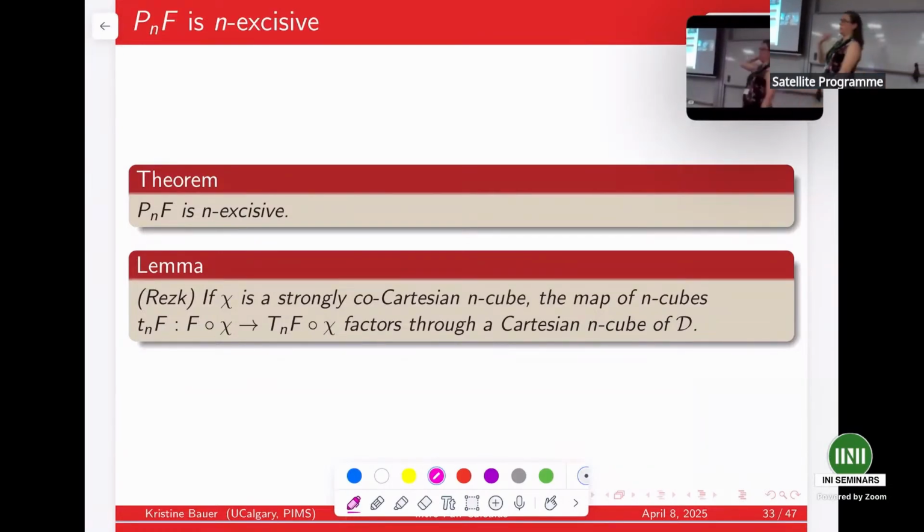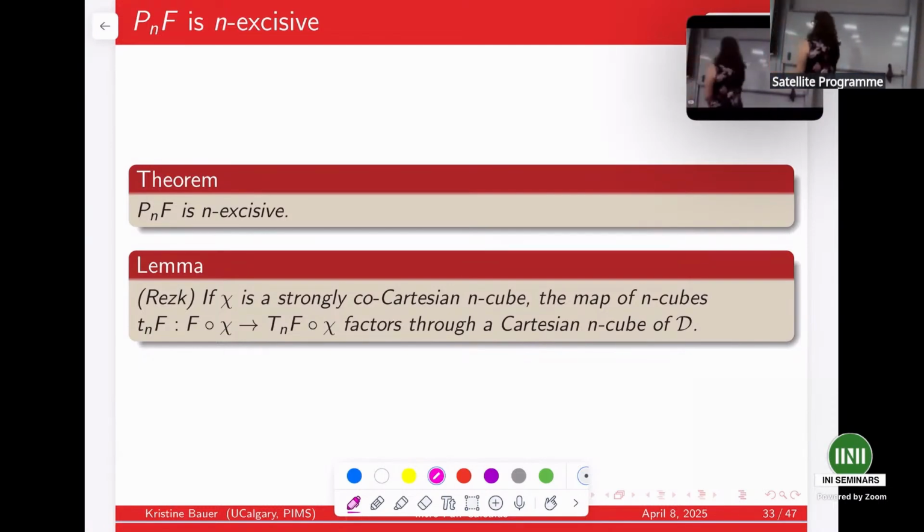Can you say what you mean by n-excisive again? Because I know you said yesterday something about being stably excisive, which was the other one being excisive in a certain range. Can you say how this is different?